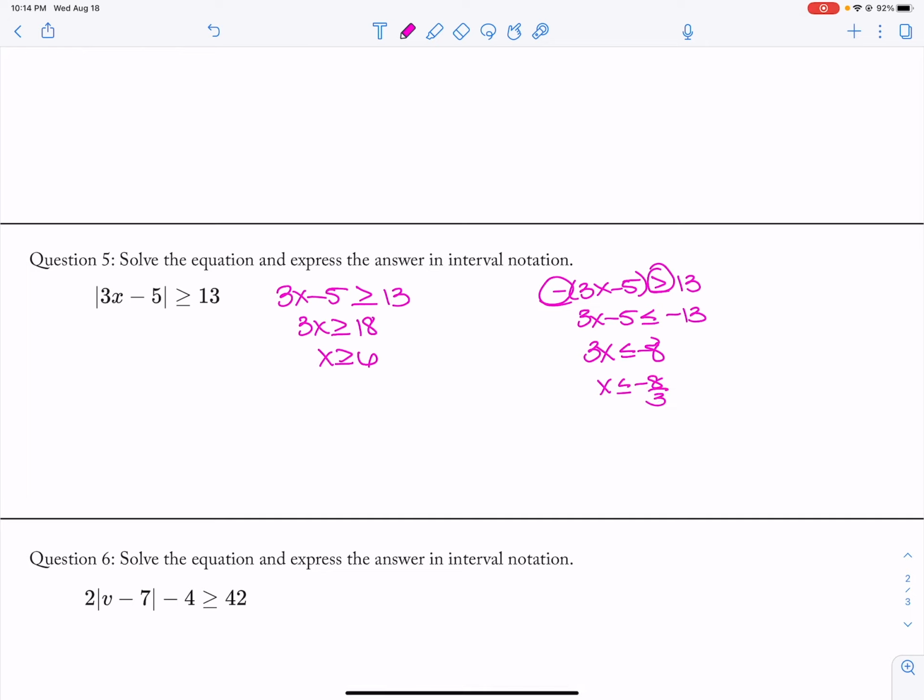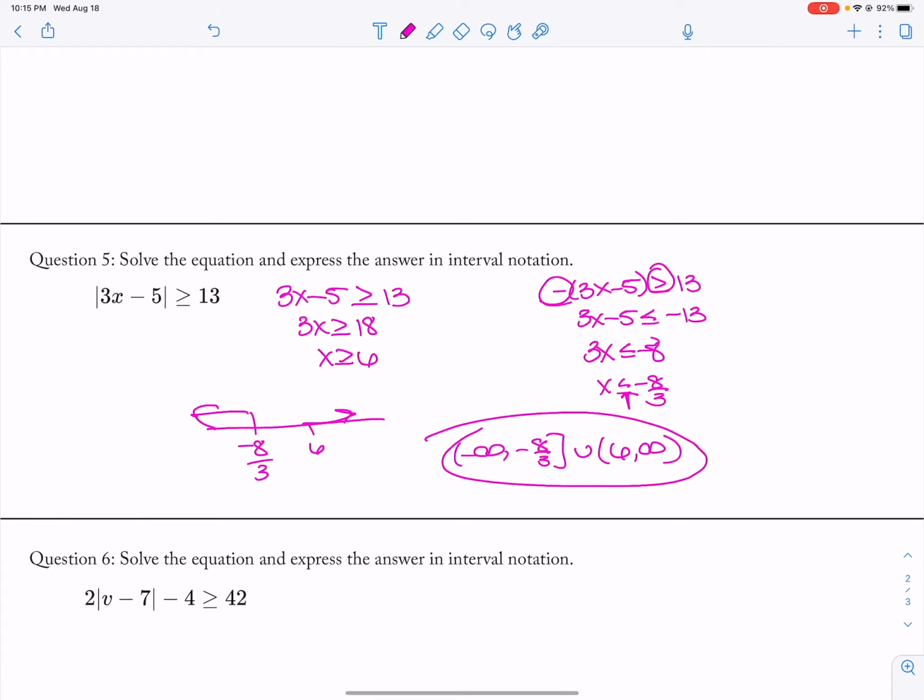So then you want in between. So I want all the solutions. So that means I'm less than negative 8/3 and bigger than 6. So that would be negative infinity to negative 8/3, closed bracket, because it can be equal to, union 6 to positive infinity. Okay.